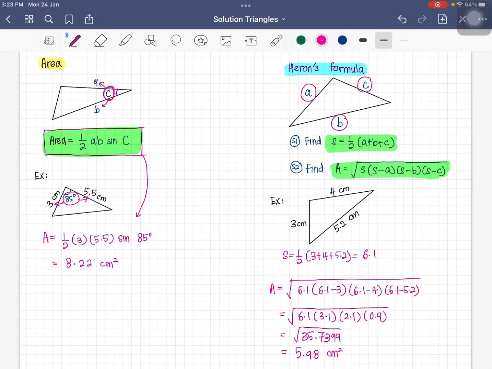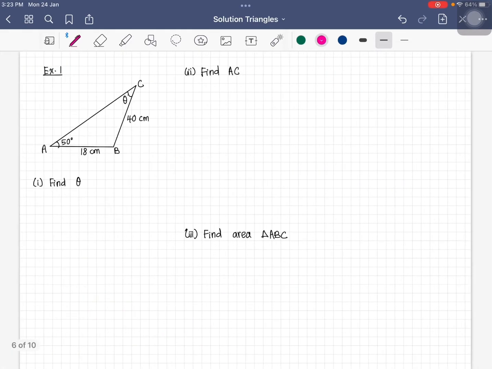All right, so that's basically how to use Heron's formula. Now let's look at this example one. Suppose we need to find theta. Which rule should we use?